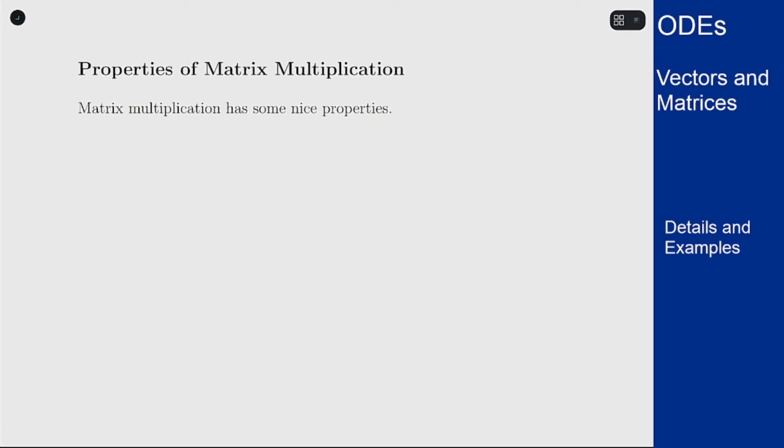In this video, we'll talk about some basic properties of matrix multiplication. Matrix multiplication has a lot of really nice properties, just like real number multiplication does, but there is one particular one that it does not have. So first, what does it have? Matrix multiplication is associative.